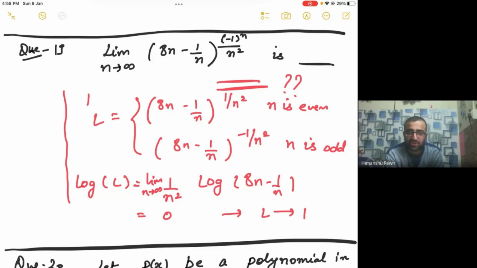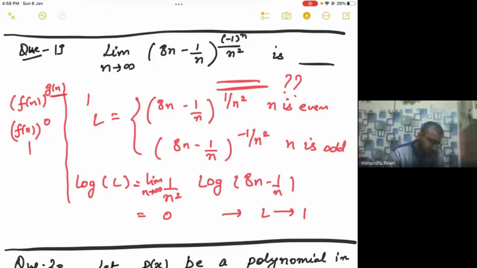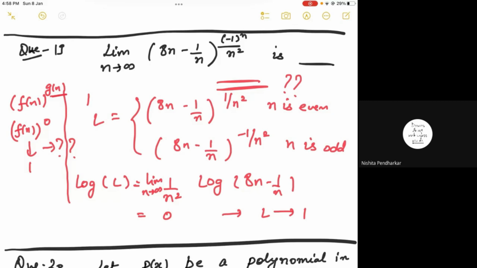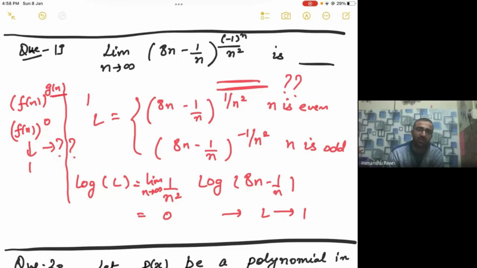So let's put this question to others also. So she is saying that this function is f of n and here it is g of n. So this function gn converges to 0. So this will go to 1, anything raised to the power 0 is 1. So is this the correct way of doing it? So is this what you were saying? Yes, sir. Yes. So is this the correct way of doing it?